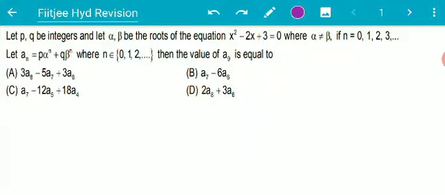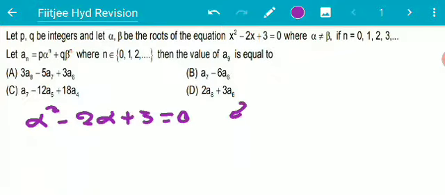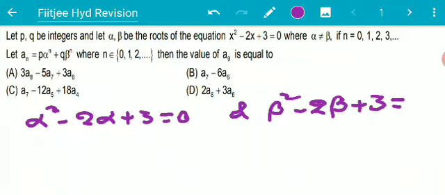So a n is related as p alpha power n plus q beta power n, where n belongs to 0, 1, 2. Then the value of a9 is equal to, okay, so it's a multi-correct one. So see here, alpha, beta are the roots means f of alpha and f of beta should be 0. So that is alpha square minus 2 alpha plus 3 equals to 0. Similarly, beta square minus 2 beta plus 3 is also 0.